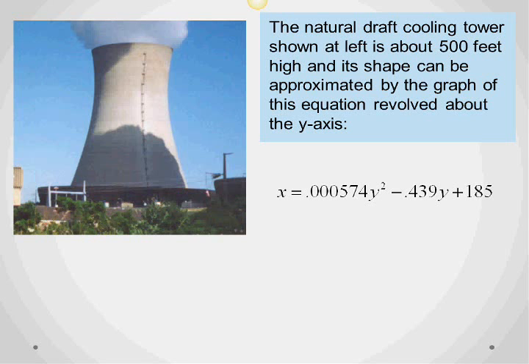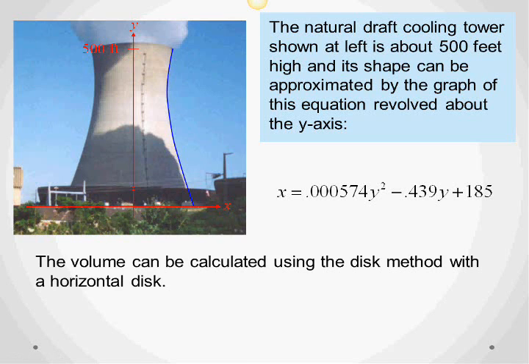So here is a situation where this would be the case. The natural draft cooling tower shown at left is about 500 feet high, and its shape can be approximated by the graph of this equation that's revolved around the y-axis. So here's an example of an equation that, if I revolve it around the y-axis, would form that cylindrical shaped tower. The volume can be calculated using the disk method, again, because our slices of bread are going to be circles.